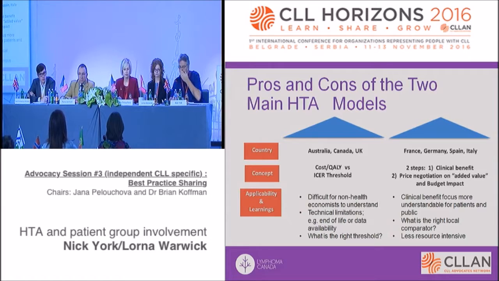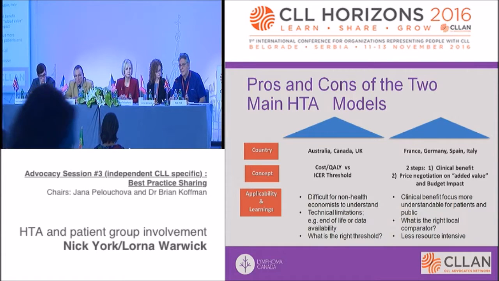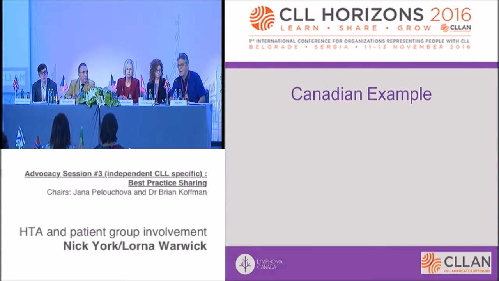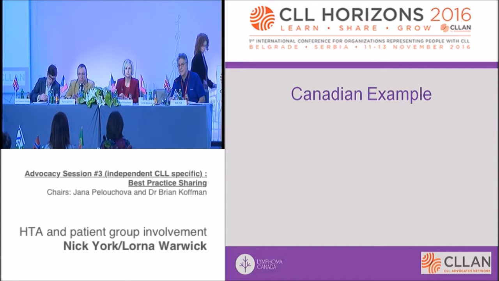There are pros and cons. I've put down there are two main HTA models. I'm going to follow on, and Lorna is going to give an example of what's most commonly used, the approach in Canada and the UK, which is cost-efficacy appraisal, where the quality-adjusted life year and the ICER threshold determine the most important factor, versus the other model, which is relative effectiveness, which most of you will be more familiar with in Europe, and I'm not going to really touch on that. So I'll pass it over to Lorna, so Lorna can kick off with an example of a quality-based appraisal and how we do it.